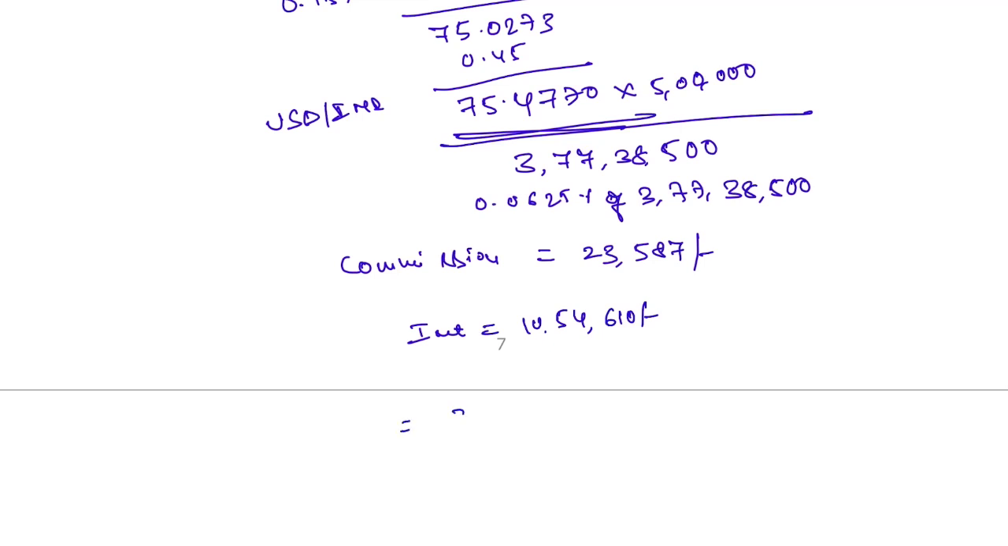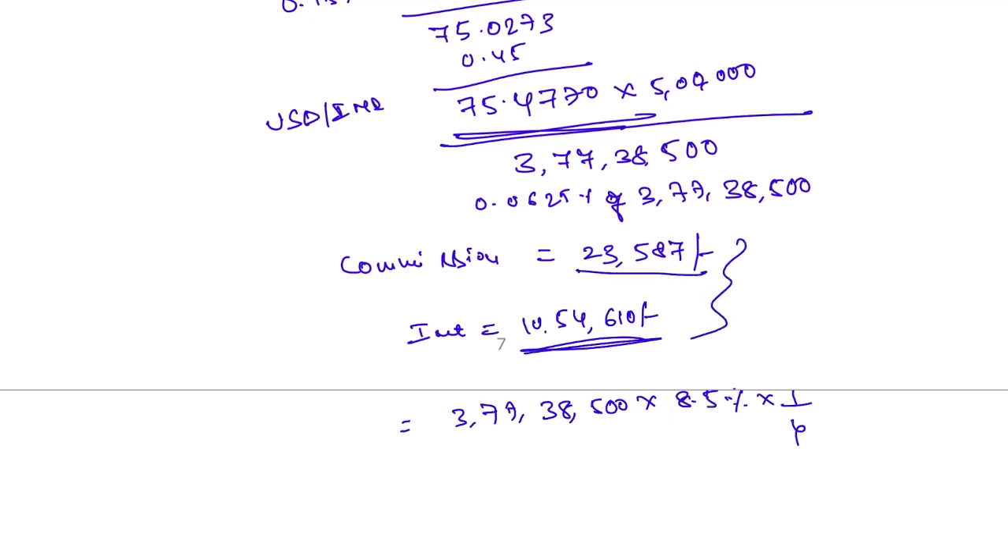How we will consider? I will say 3,77,38,500 into 8.5 percentage interest rate, right? In 120 days is nothing but what? Actually this is per annum. 120 days means 1 quarter, right? Into 1/4, right? If we calculate this thing, you will get 10,54,610 rupees. And we got a commission 23,587.